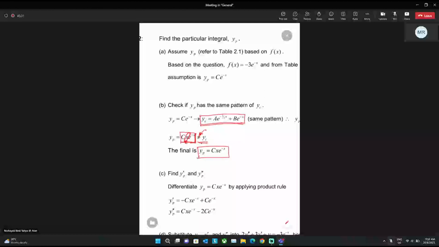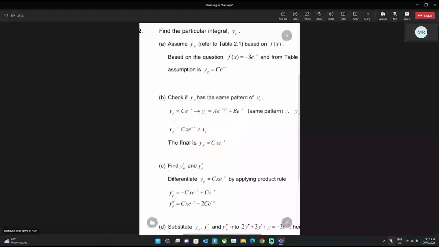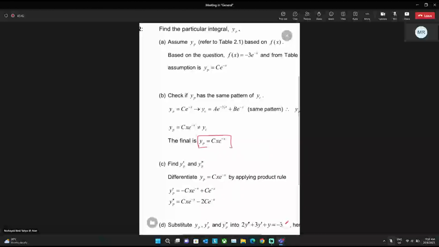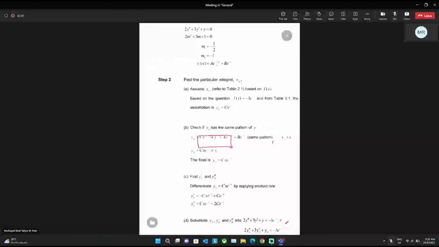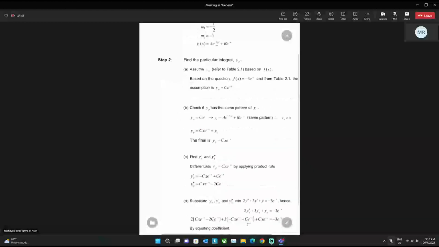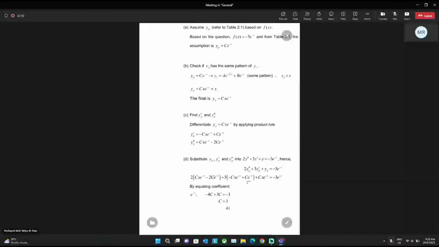So the final YP is your CX exponential negative X. And then please, if you have a highlighter, highlight this. Okay, so YP is CX exponential negative X. Then, find YP prime and YP double prime. So you have YP, and then you need to differentiate YP, apply product rule.